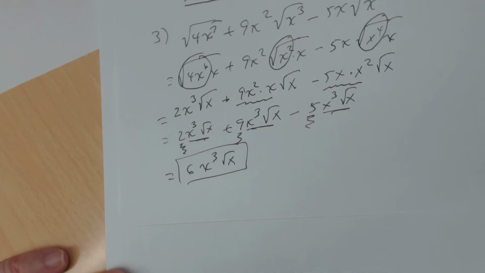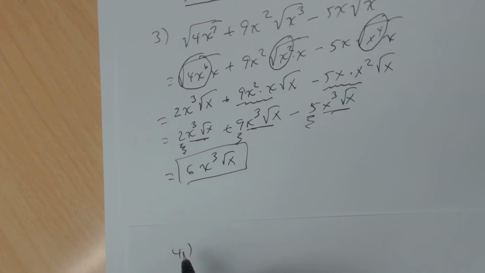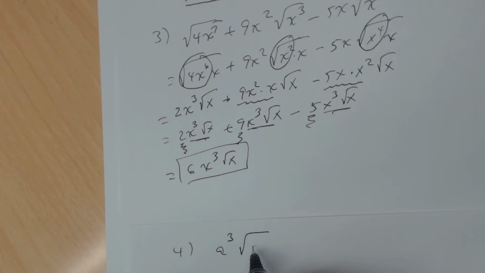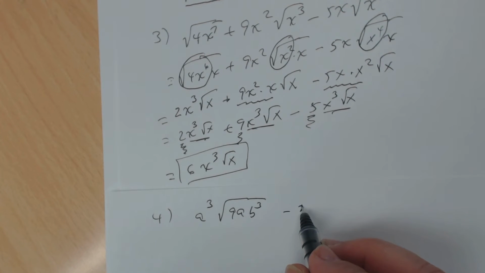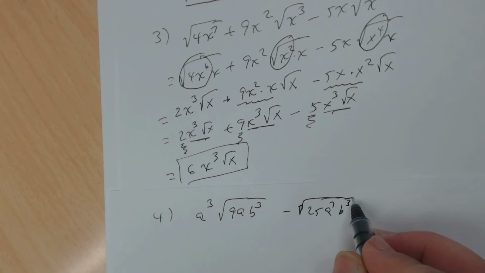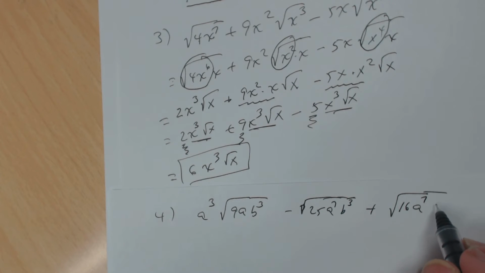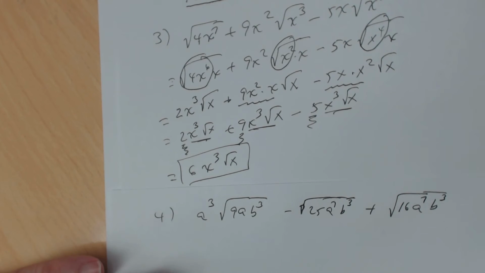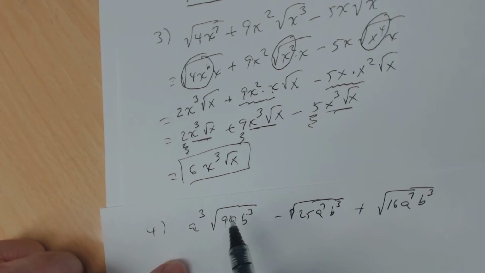All right, number 4, you have a cubed times the square root of 9ab cubed minus the square root of 25 a to the 7th b cubed plus the square root of 16 a to the 7th b cubed. Okay, so let's try and simplify these square roots.